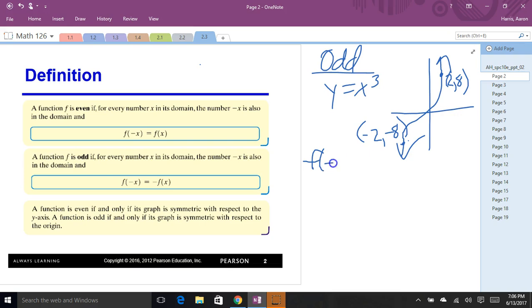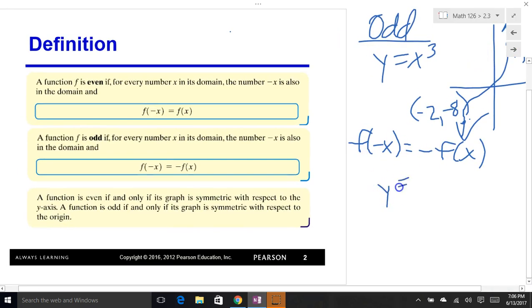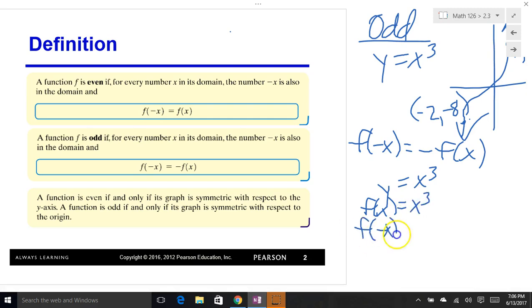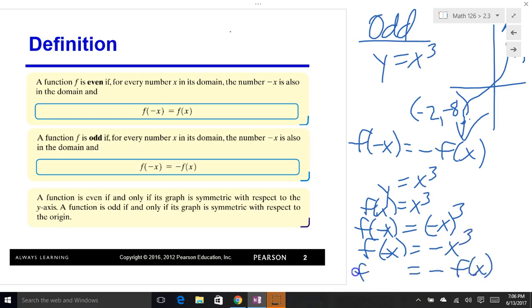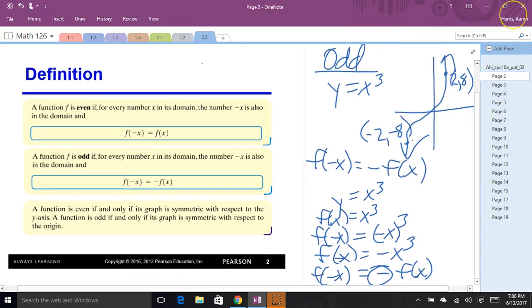So here's the test. f of negative x should equal negative f of x. For instance, you have f of x equals x cubed, right? Here's our original function. So when I plug in negative x for x, notice it spits out negative the original function. So f of negative x spits out the opposite of the original function f of x for it to be odd. And an odd graph is symmetric with respect to the origin.